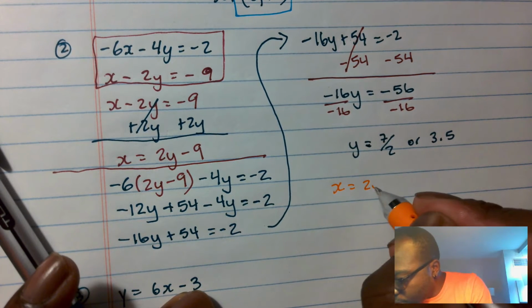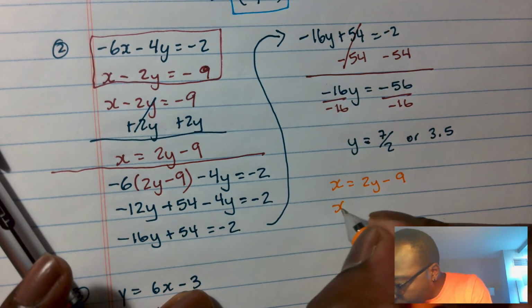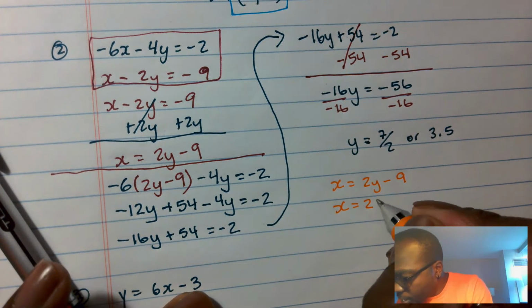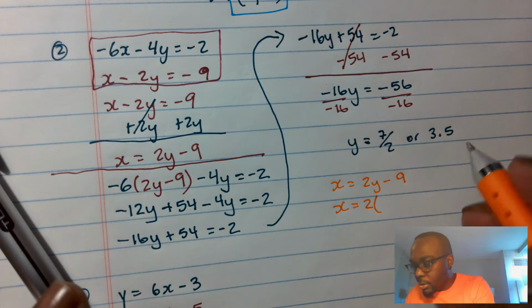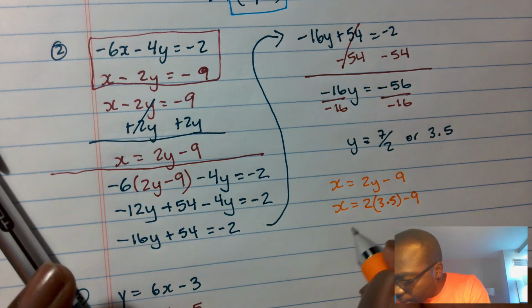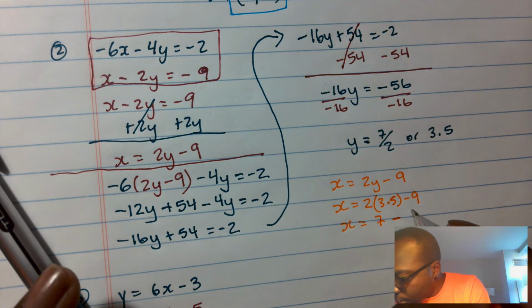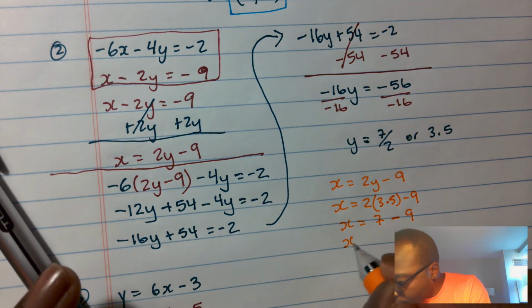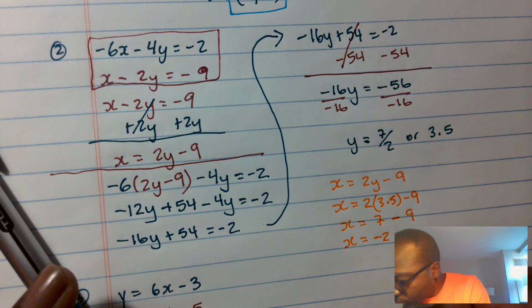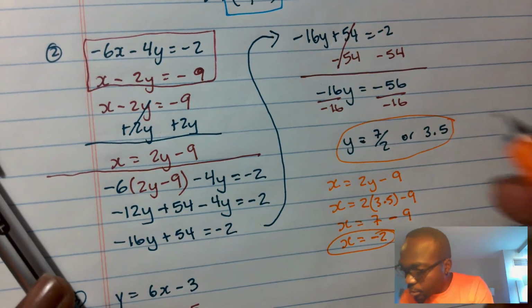So from there, if x is equal to 2y minus 9, then x is equal to 2 times, what was y? Y was 3.5. 3.5 minus 9. So x is equal to 7 minus 9. X is equal to minus 2. So I have x equals minus 2, and I have y is equal to 3.5.